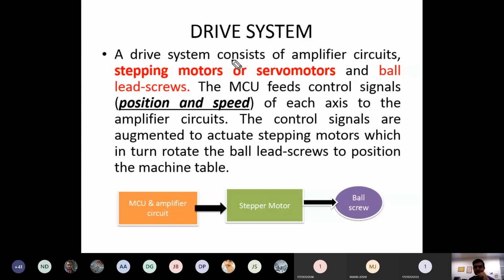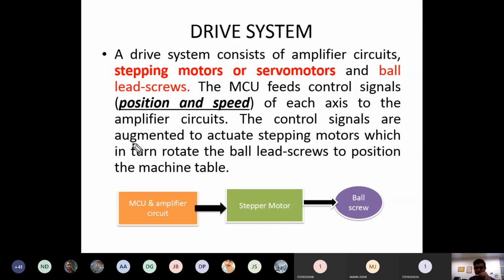So that I already discussed: in the MCU we have used an amplifier circuit, and stepping motors or servo motors. So two types of motor are there, and a ball screw mechanism is there. So the MCU feeds the control signal. There are two types of control signal, position and speed, for each axis of the amplifier circuit. Due to the amplifier circuit, we are getting two types of feedback, position and speed.